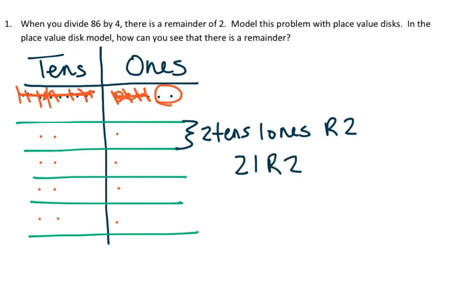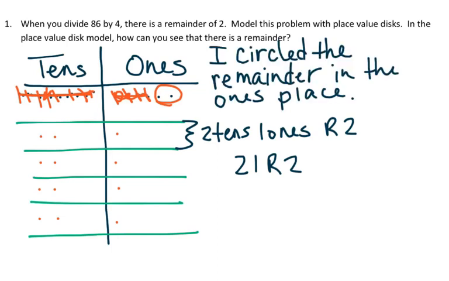Okay, and part of the question says, how can you see that there's a remainder? And I just circled what my remainder was for my ones. So I just wrote, I circled the remainder in the ones place.